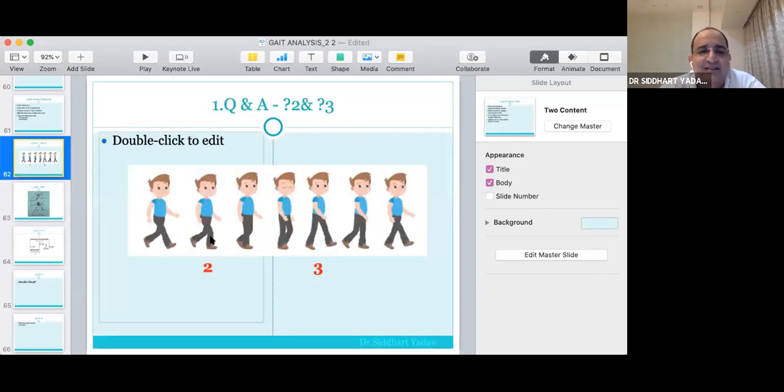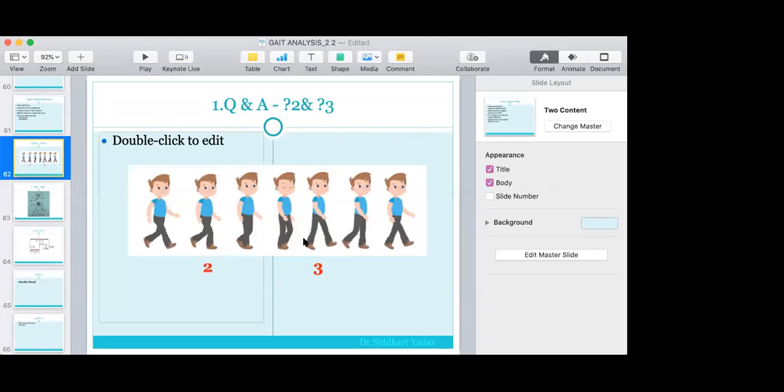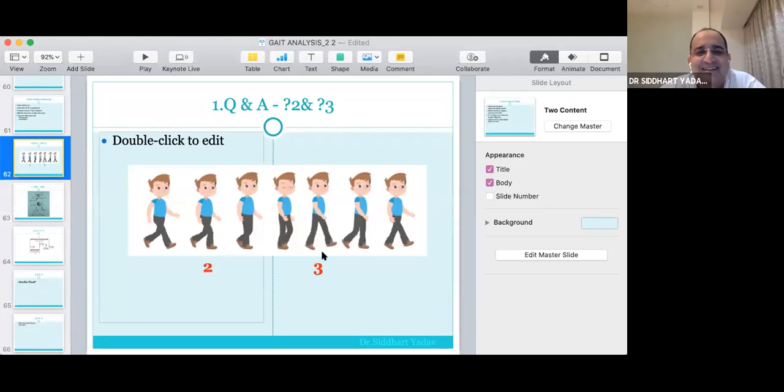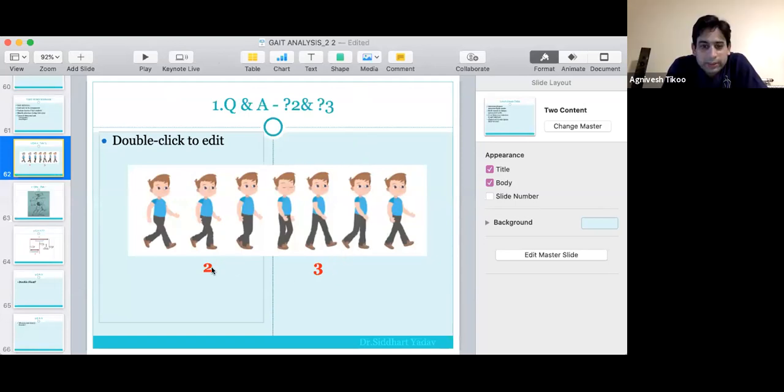Anyone can label this? What is this number 2? This cartoon, what is the stage of the gait here? Flat foot or mid stance. Correct. And what is this third one? Initial, it is the starting of swing phase. The hint I can give you is the starting of swing phase. In this third picture, you can see that the 2 feet are doing 2 different things, almost simultaneously. The left leg is doing something and the right is doing something else.